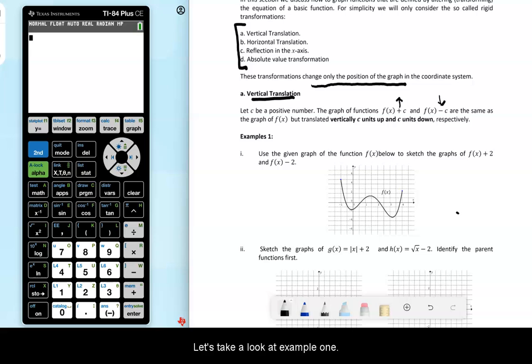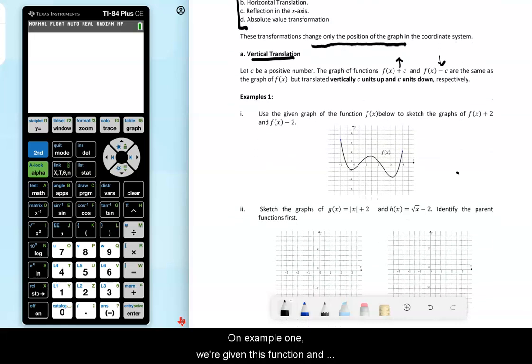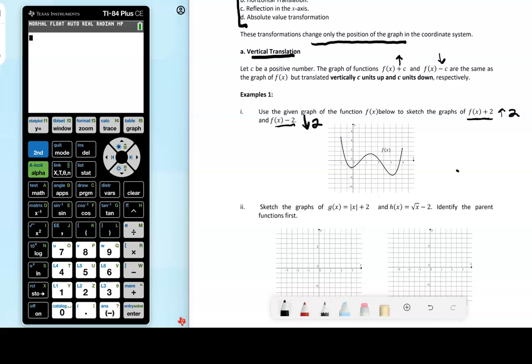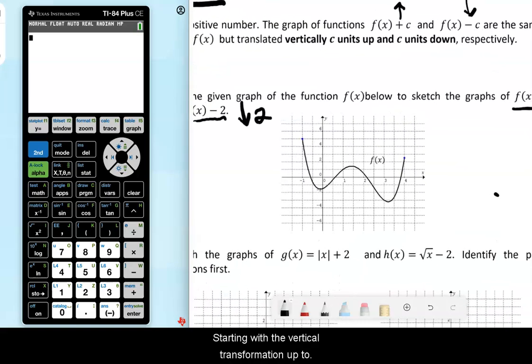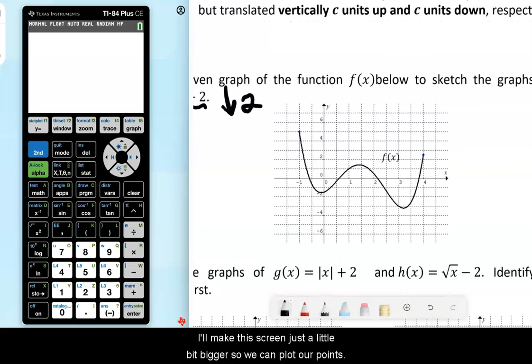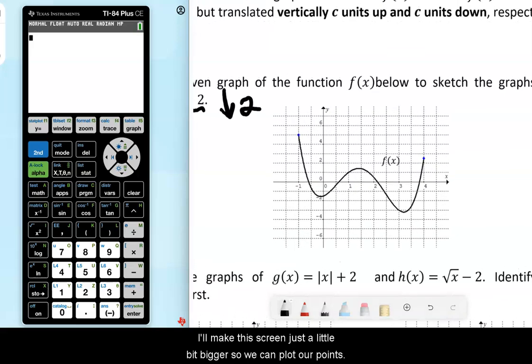Let's take a look at example 1. On example 1, we're given this function, and we are asked to move the function up 2 units, up plus 2, and then we're also asked to move it down 2 units. Starting with the vertical transformation up 2. I'll make this screen just a little bit bigger so we can plot our points.